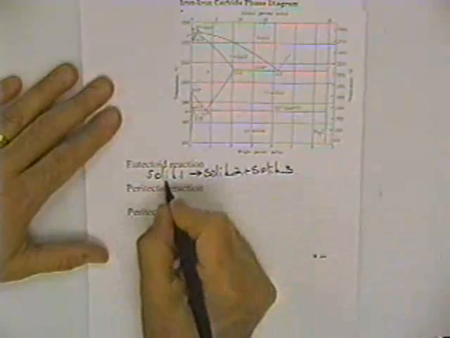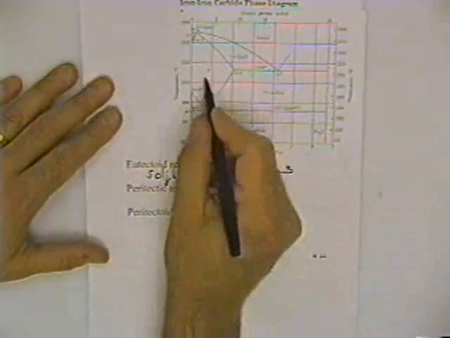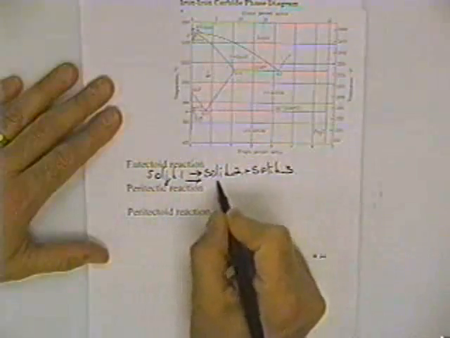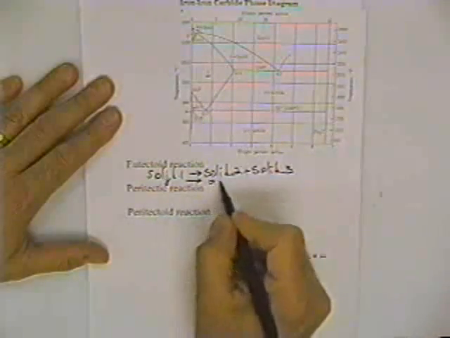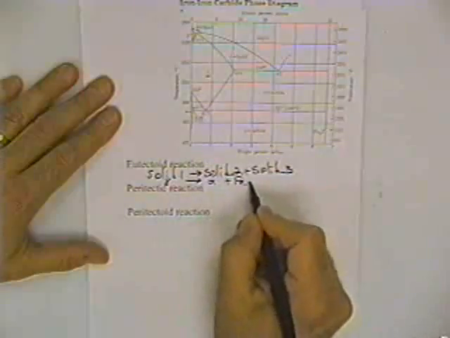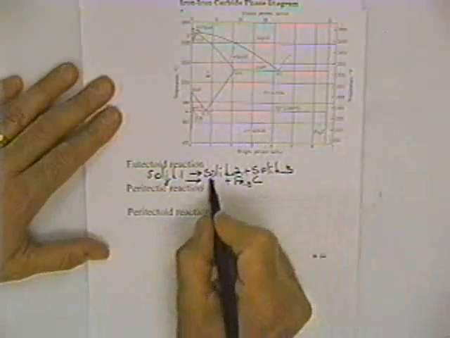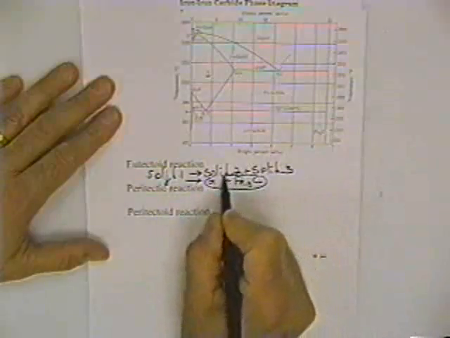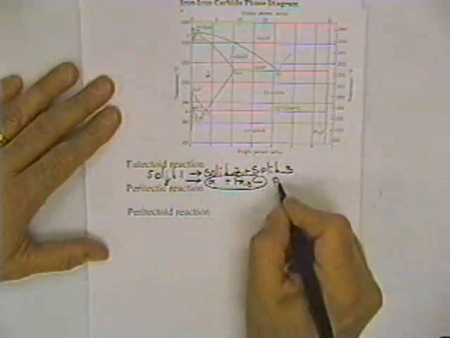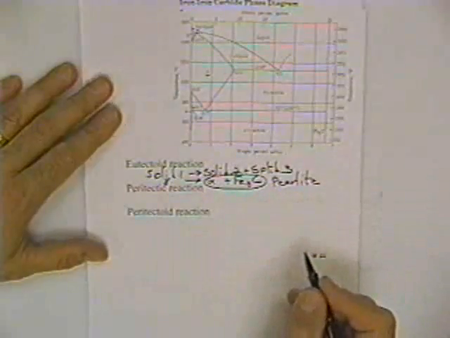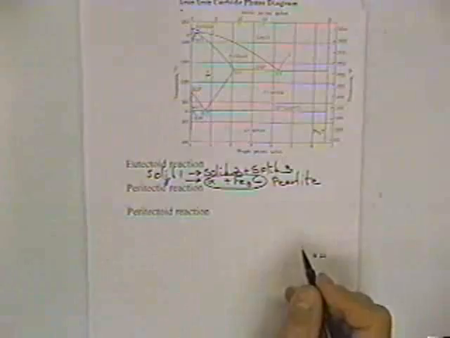In the iron carbon system, this corresponds to gamma or austenite going to alpha plus Fe3C, or iron carbide. And this product has a unique name. It's called perlite. And perlite is an intimate mixture of alpha and iron carbide.